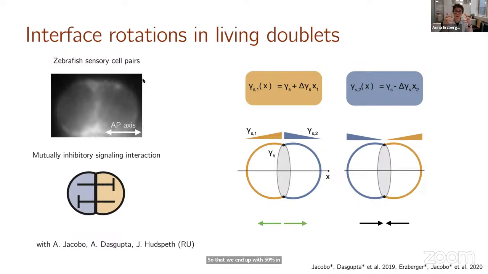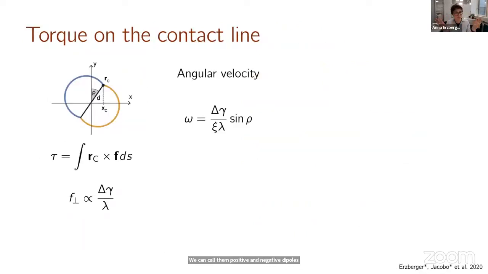So we can have doublets with gradients that point towards each other and doublets with gradients that point away from each other. We can call them positive and negative dipoles. And we can use the exact same arguments that I showed before. We can essentially look at the balance of forces at each point on the contact line. We can parameterize it here with RC. We can calculate the torque that acts on the contact line. And again, from the conservation arguments, we get that the angular velocity of the contact line should be proportional to the magnitude of the gradient.